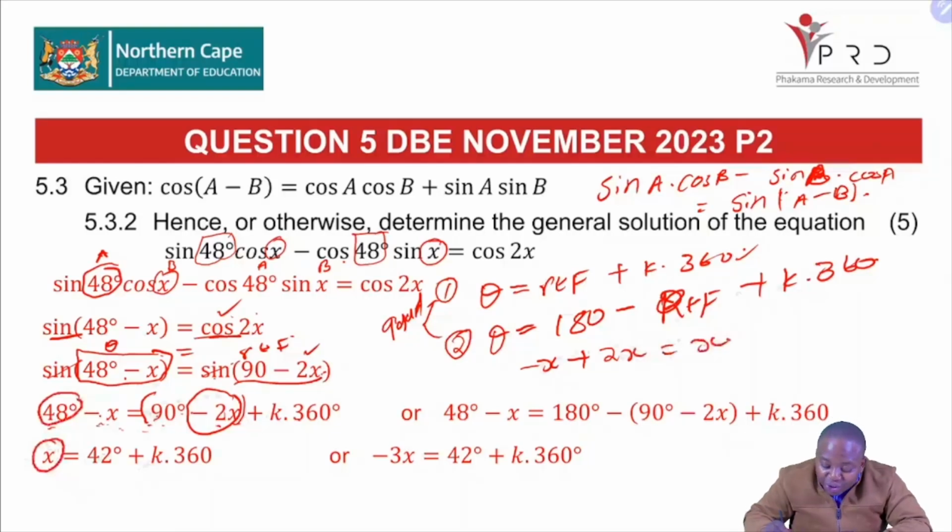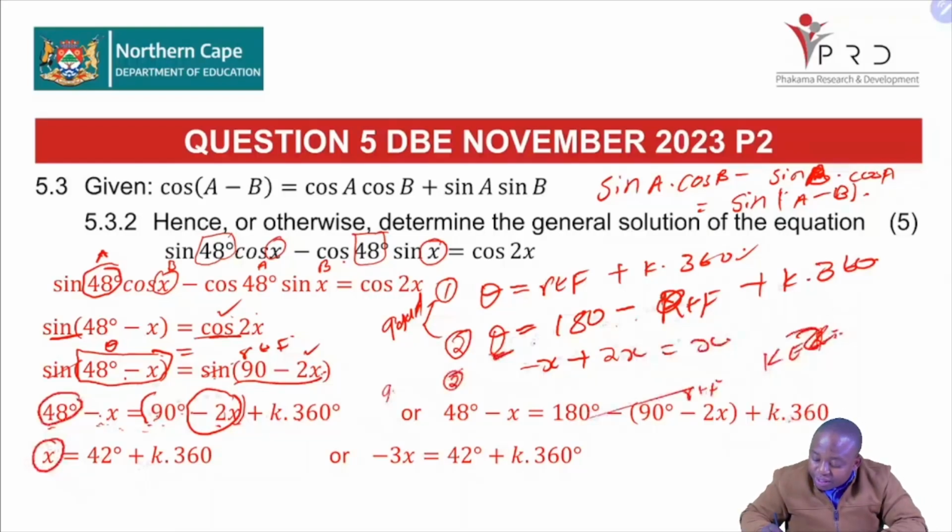Or let's look at the solution in the second quadrant. This is quadrant 2. On my second quadrant, we know our theta is equal to 180 minus reference. So it's 180 minus our reference, which is 90 minus 2x, plus k multiplied by 360, where k is an element of the integers. We must also indicate that k. Then from here, we are just going to solve.